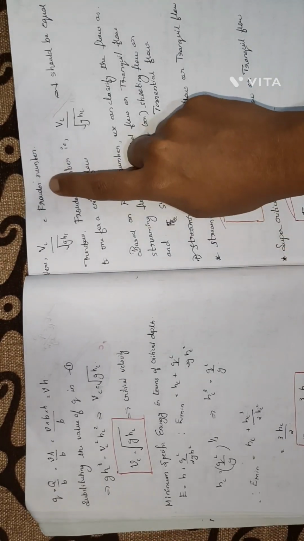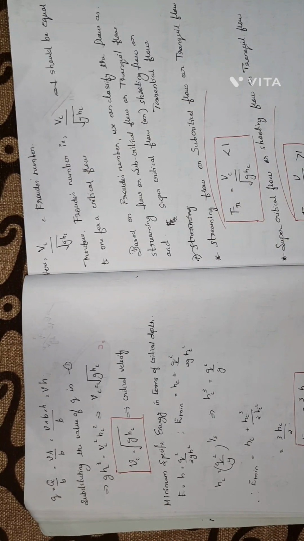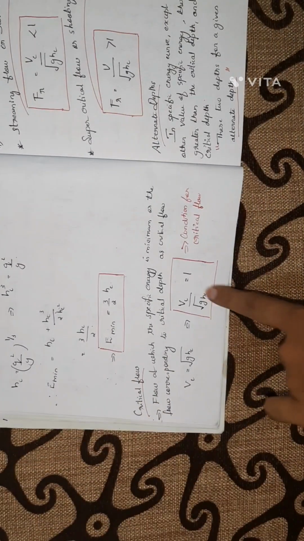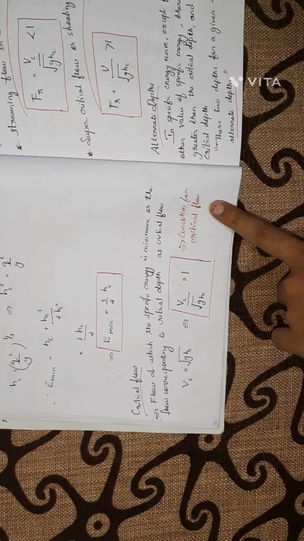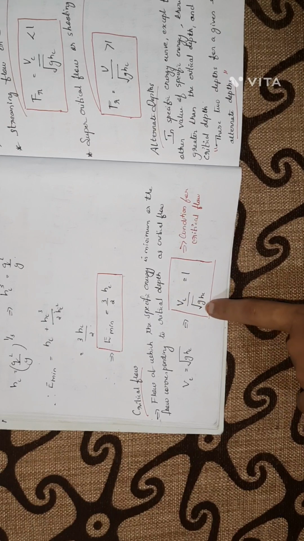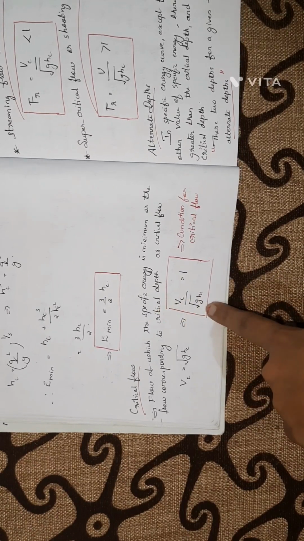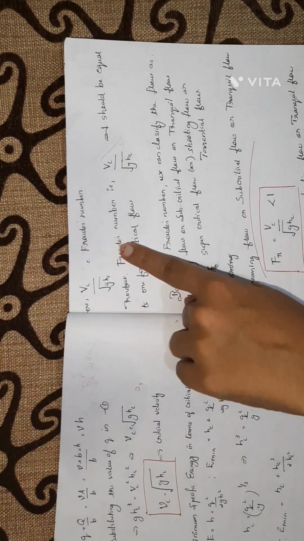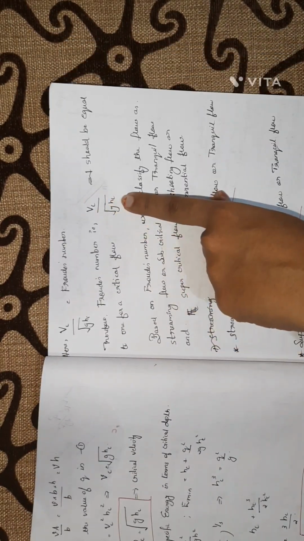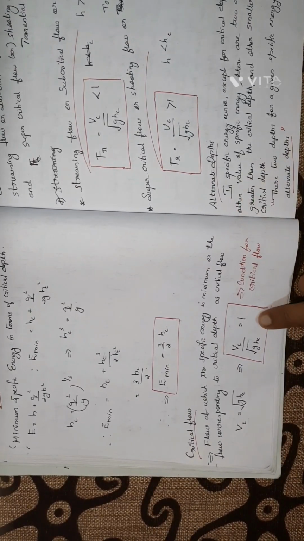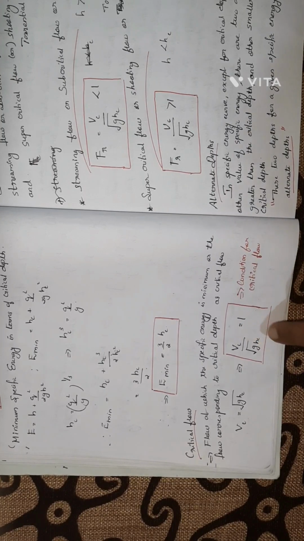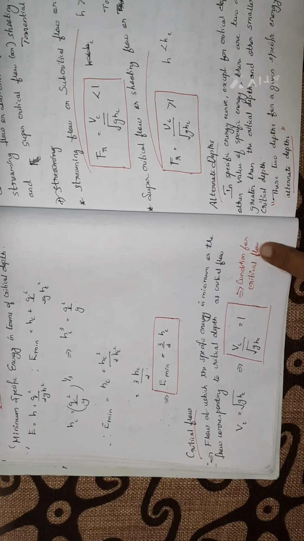Froude's number. And we have discussed critical flow, subcritical flow, supercritical flow, etc. We just went through the basics. So this is how we obtain it. Vc by root of g hc is equal to 1 should be the condition for the critical flow. For a critical flow to happen, Vc by root of g hc should be equal to 1. And this term is represented by the Froude's number. So when the Froude's number, that is Vc by root of g hc, is equal to 1, it gives you the condition for the critical flow.